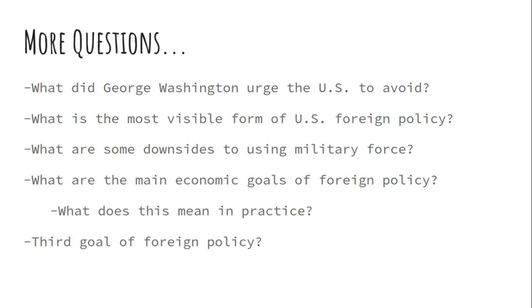So, what are the main economic goals of foreign policy? The main economic goals are to expand opportunities for the U.S., to promote foreign investment, so to try to get foreign countries to invest in American industry, maintain access to foreign energy supplies. When we say energy supplies, we're more or less talking about oil, and to promote trade policies that will keep prices low at American big box stores.